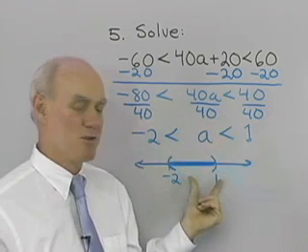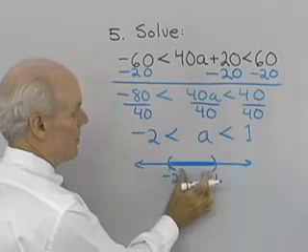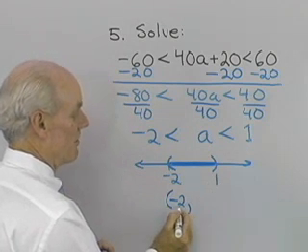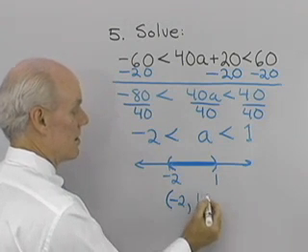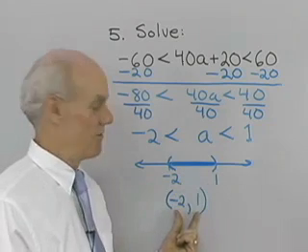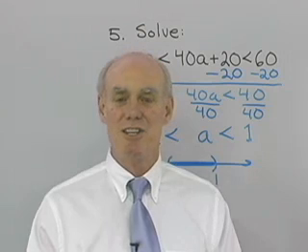I want to graph the solution set. It looks like this. One more thing. I want to write this with interval notation. With interval notation, pretty simple. Starts at negative 2, but doesn't include negative 2. Goes up to 1, but doesn't include 1. So with interval notation, it looks like this, negative 2 to 1. So that's a look at solving some linear inequalities in one variable.